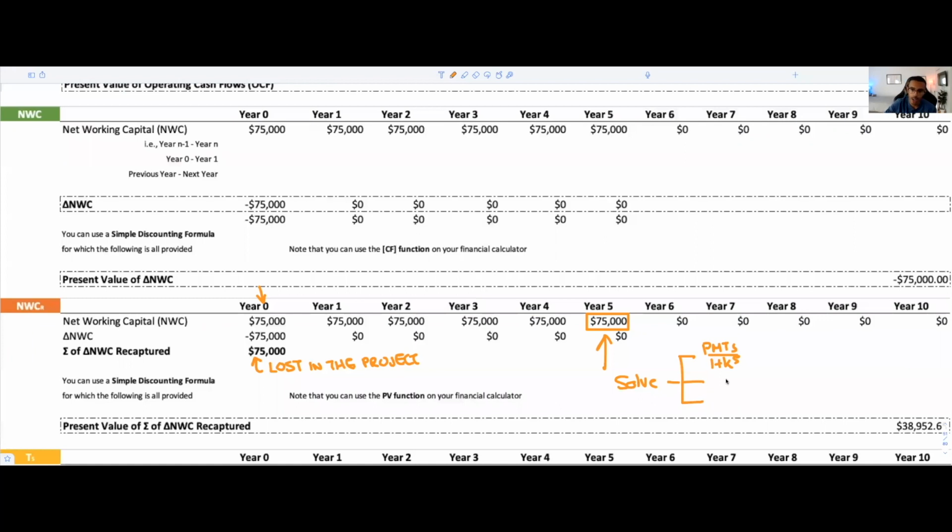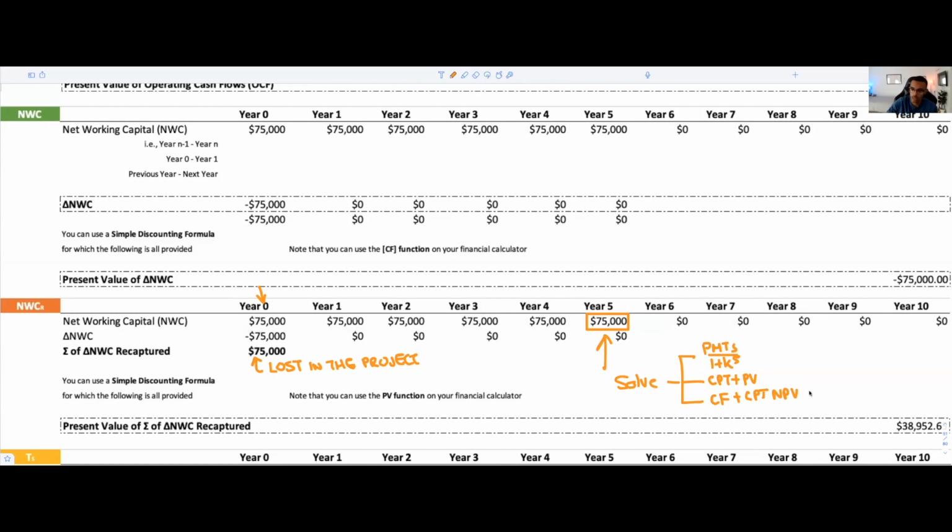You could also go ahead and use your calculator, and that's also probably the best way to go about it. You could compute for the present value on your calculator, or you could use the CF function plus compute for NPV on your calculator as well. If you're going to use the CF function, just please put CO1 as 0, CO2 as 0, CO3 as 0, CO4 as 0, and then CO5, you could put it as 75K. And of course, CF0 would be 0 as well.